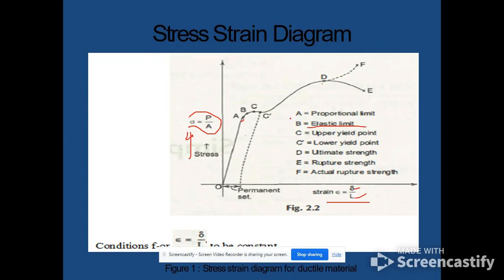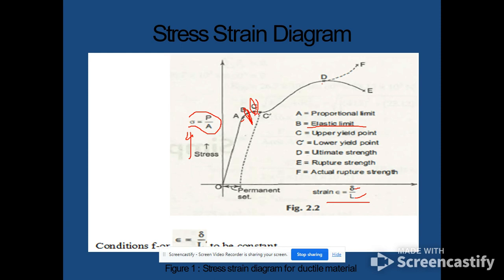The next one is the yield point, or yield limit. Yield limit means stress applied beyond the elastic limit. B is the elastic limit, and the next point, the yield limit, lies beyond the elastic limit. Then plastic deformation takes place. For ductile materials there are two yielding points. One is the upper yielding point, C. The second one is the lower yielding point.